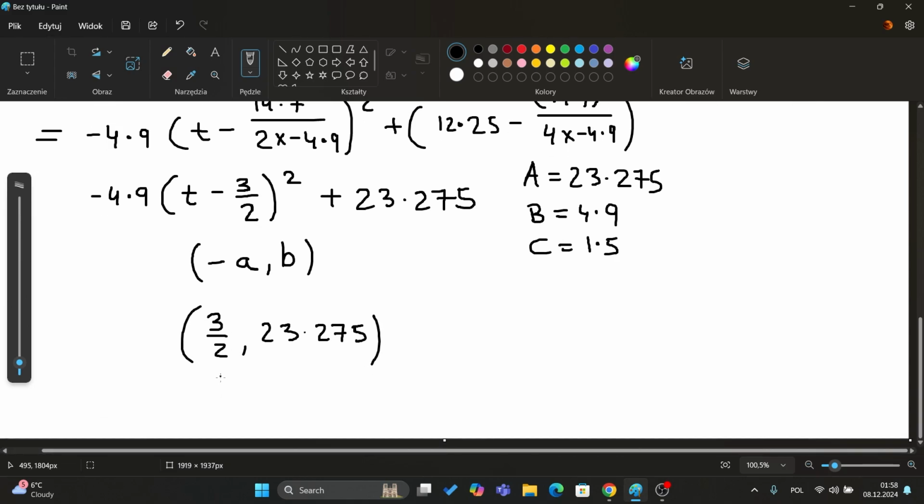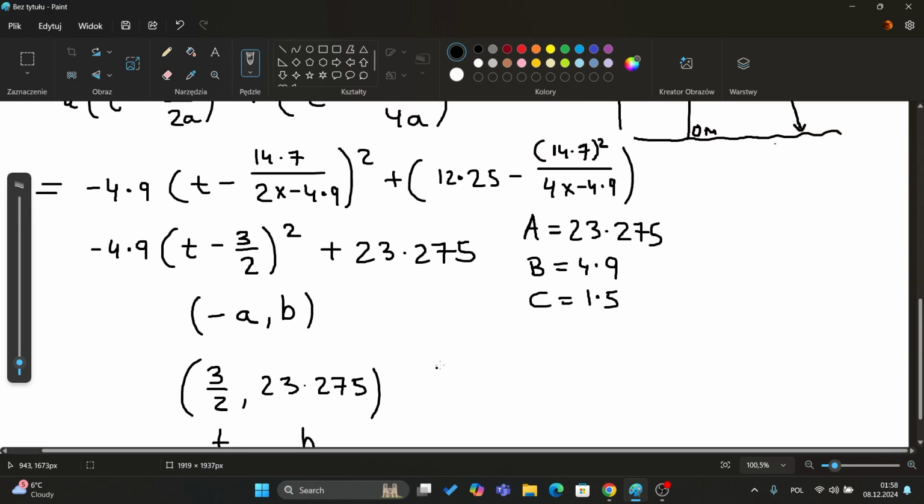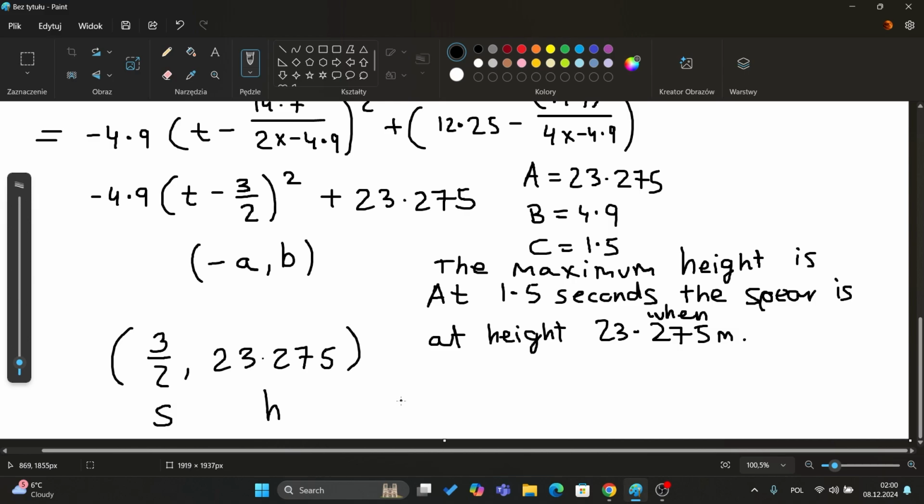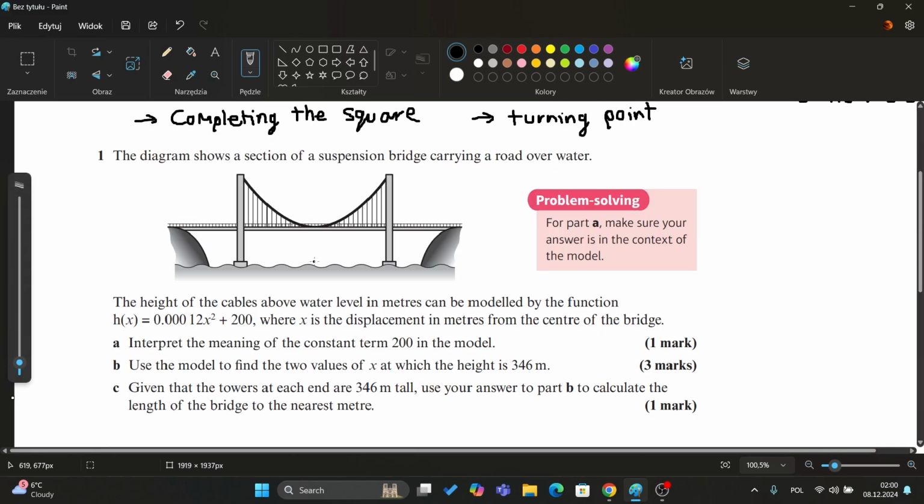So one gives us the time and second gives us the height. So our conclusion will be the maximum height is at 1.5 seconds when the spear is at height 23.275 meters. Now let's solve the exercise question.